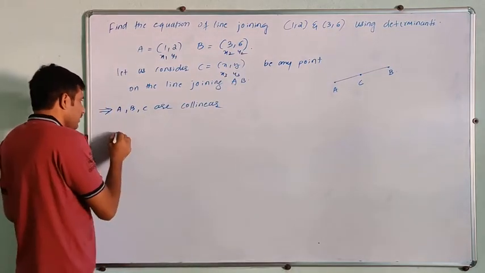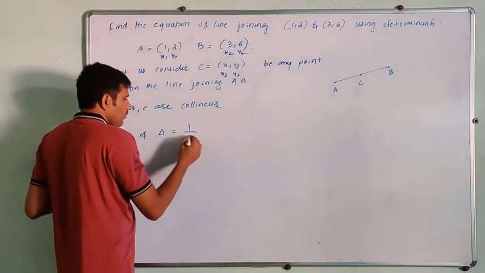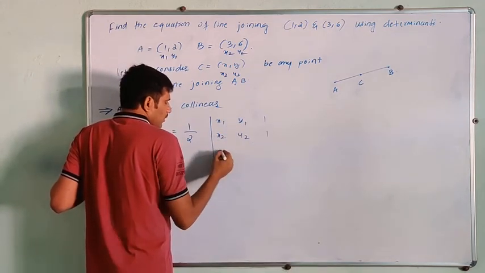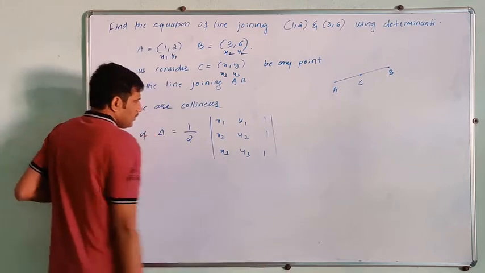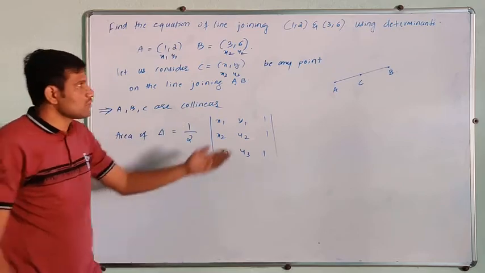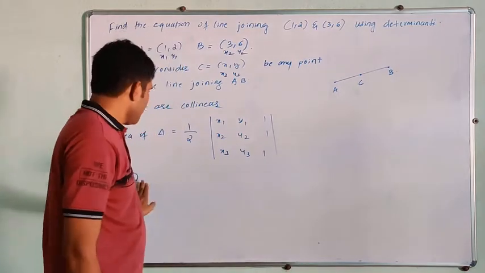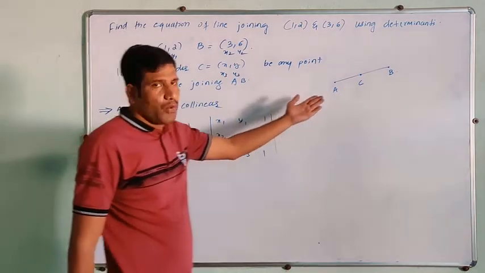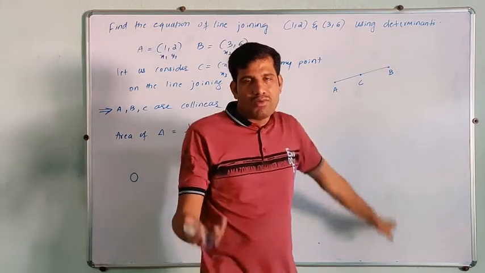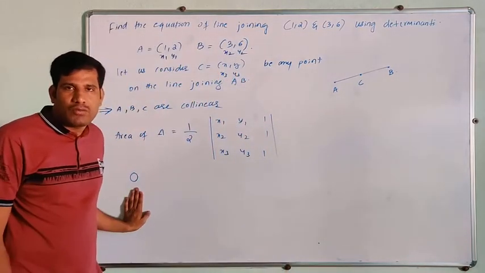Then what is the area of the triangle? The area of triangle ABC is equal to 1 by 2 into the determinant of x1, y1, 1, x2, y2, 1, x3, y3, 1. So what is the area of the triangle? Area of triangle is 0. Why is it 0? The 3 points are collinear. When 3 points are collinear, there is no formation of a triangle. When there is no triangle, the area will be 0. This was already explained in the last class: when 3 points are collinear, the area of the triangle will be 0.